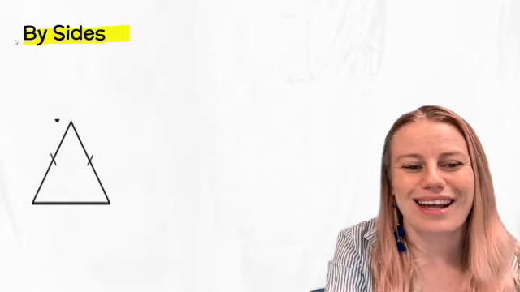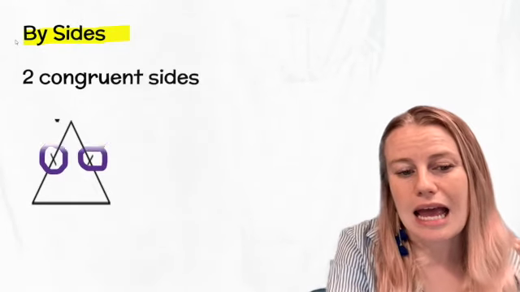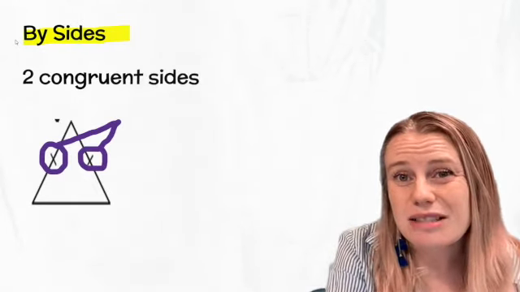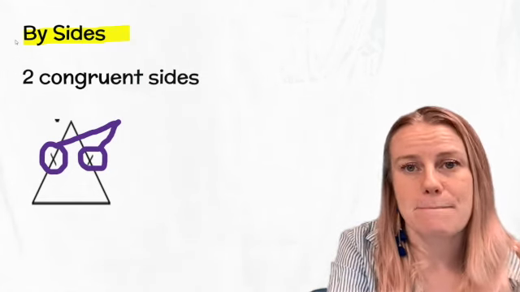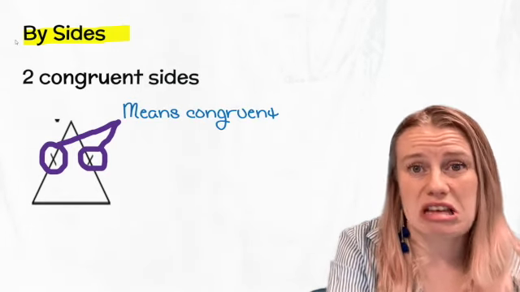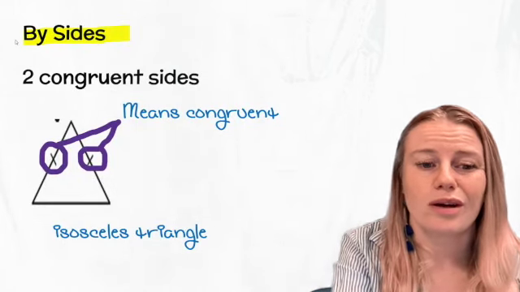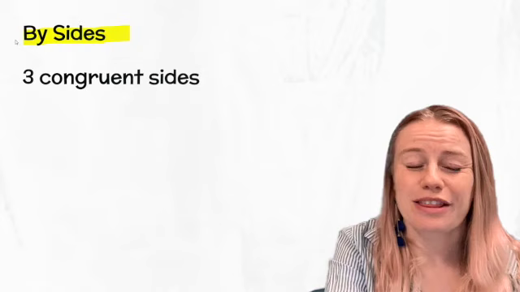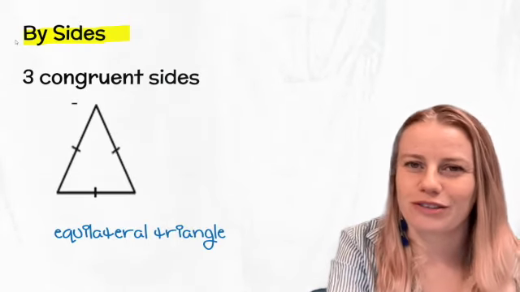If we've got a triangle with 2 congruent sides, and remember these little dashes mean that those are the same distance, or they're the same measure, so that means that they're congruent or the same, then we've got an isosceles triangle. If we've got 3 congruent sides, then we've got an equilateral triangle.